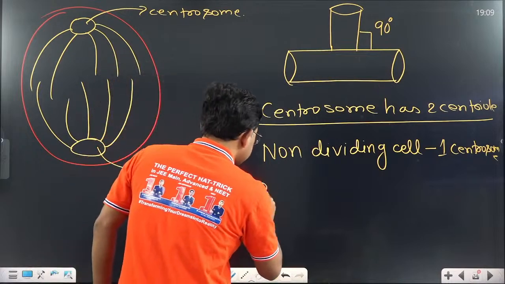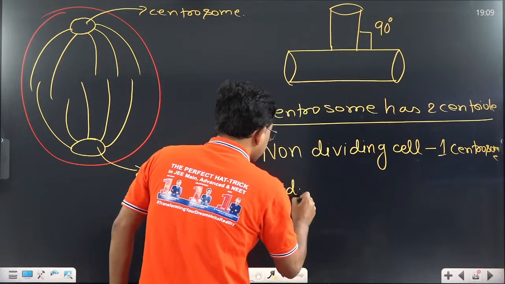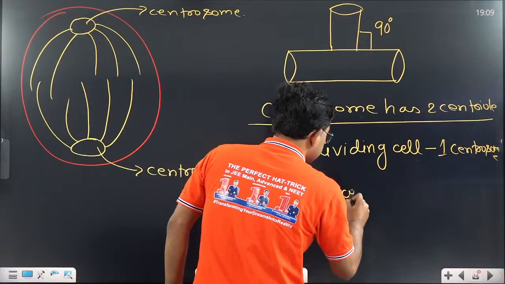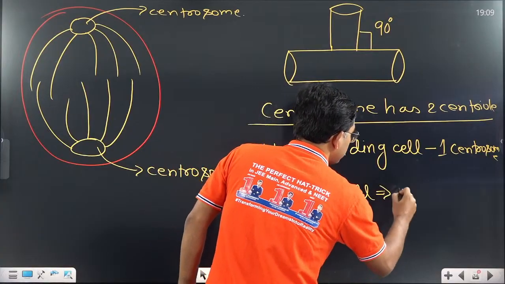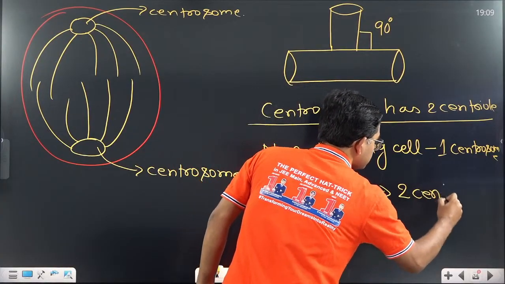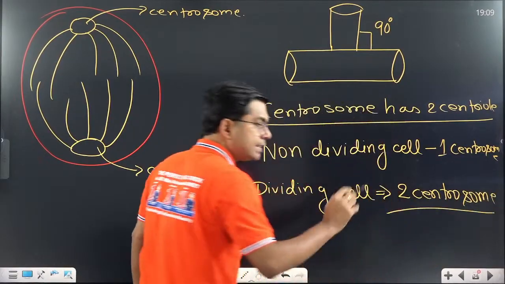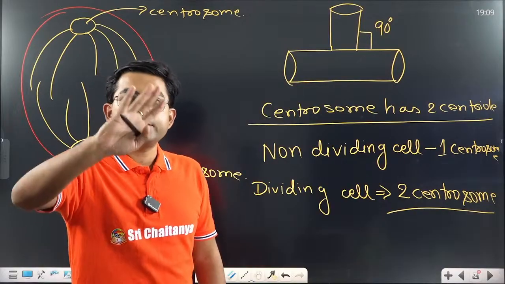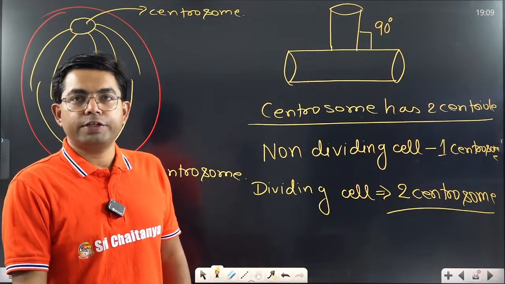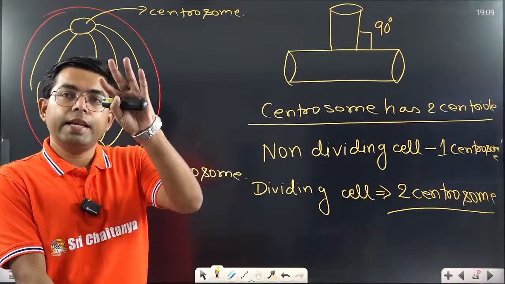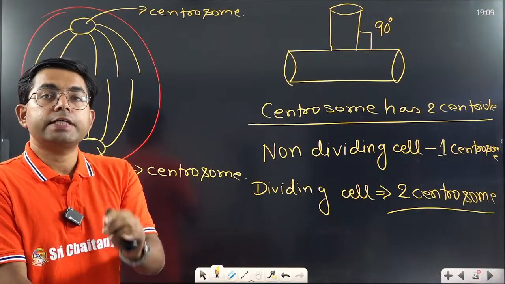But if it is a dividing cell, then there will be 2 centrosome. Means what? When the cell will divide, centrosome will make a copy of itself, right? In the next chapter we will study.